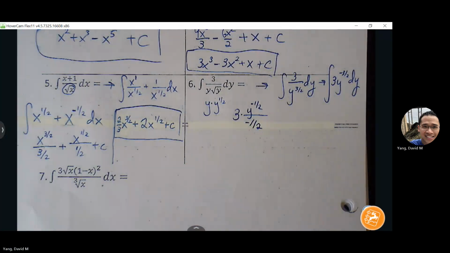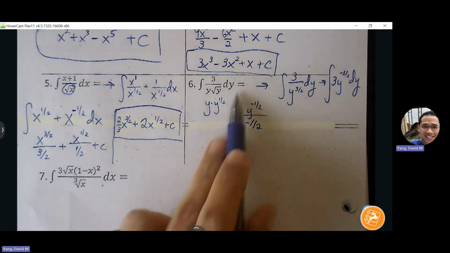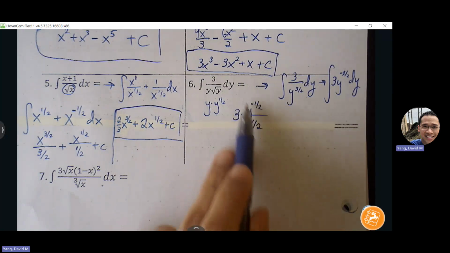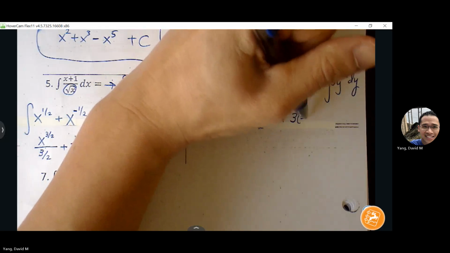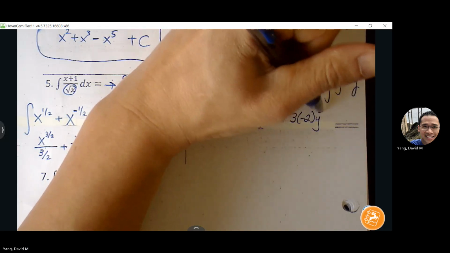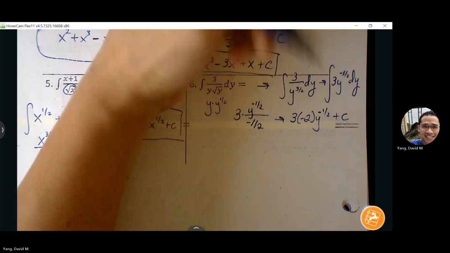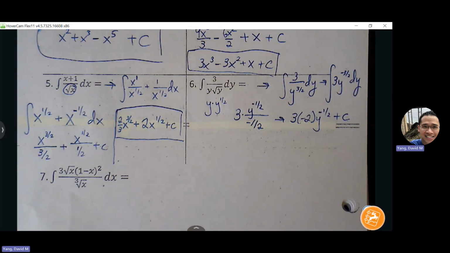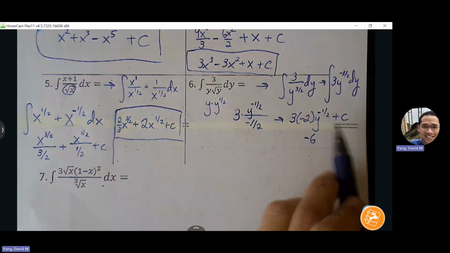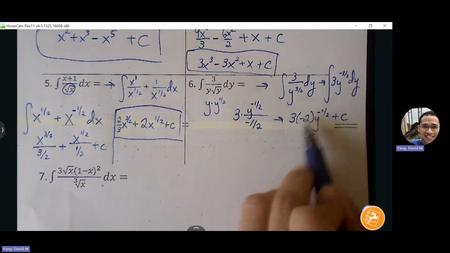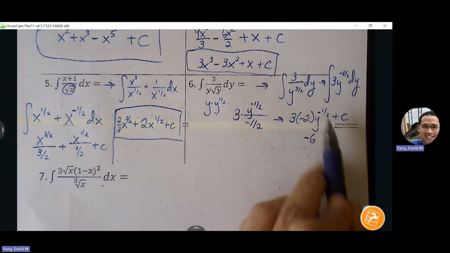-1/2. Okay, let's do some cleanup here. Dividing by -1/2 is the same thing as multiplying by -2. And then to finalize our answer without negative exponents, what would your final answer look like? Yeah. So we bring down the y, but we don't bring anything else down, right? The -2 and 3 stays up top.